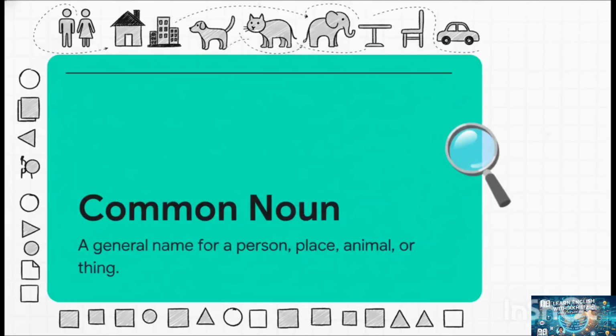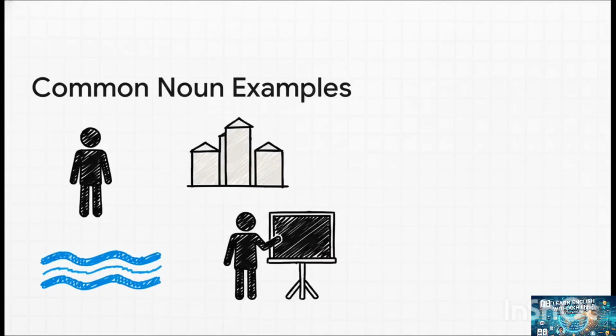Now, for the other side of that coin, the common noun. If proper nouns are all about being specific, common nouns are the complete opposite. They're all about being general. These are the names we use for a whole class or category of things. So, instead of a specific person named Ram, we just say boy. Instead of a specific place like Delhi, we just say city. These are the general categories, not the unique individual names.